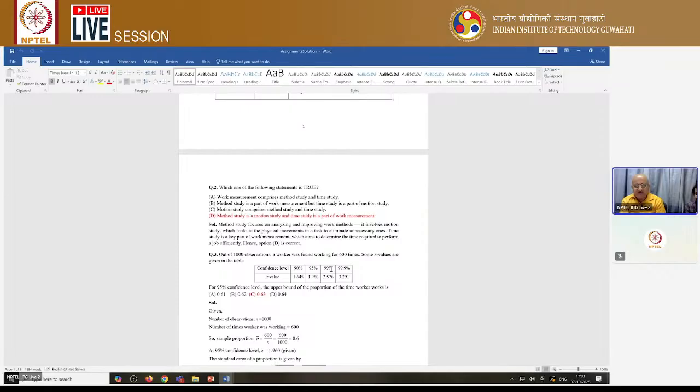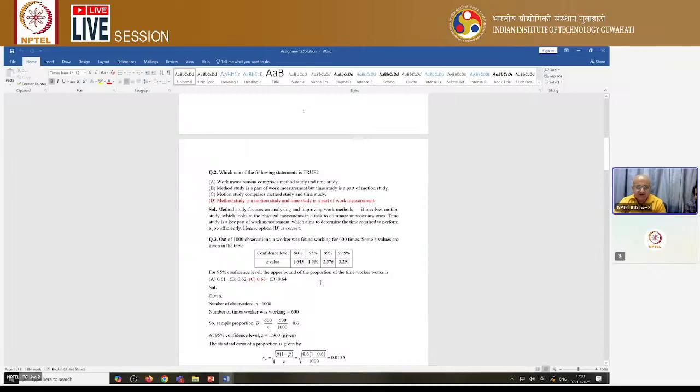The upper bound of the proportion of the time the worker works: the worker works 600 by 1,000, which means 0.6 times. Okay, that means 0.6 of the time he is working, 0.4 of the time he is not working. That is the plain answer. But what is it based on the confidence interval?